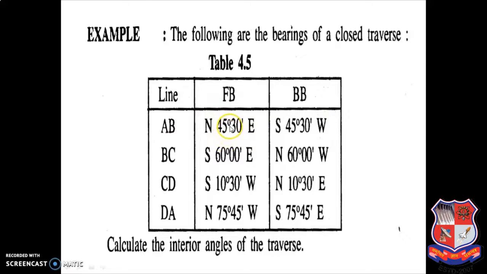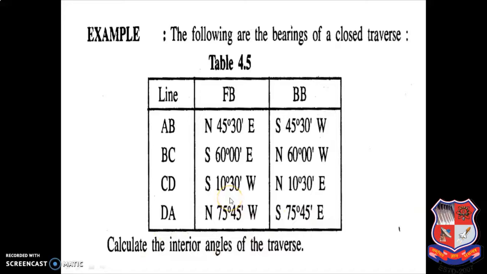North 45 degree 30 minute east, south 45 degree 30 minute west. Okay, BC is given south 60 degree 0 minute east, north 60 degree 0 minute west. CD is given south 10 degree 30 minute west, and back bearing is given north 10 degree 30 minute east. For line DA, the fore bearing is north 75 degree 45 minute west, and back bearing is given for line DA south 75 degree 45 minute east. Calculate the interior angles of the traverse.